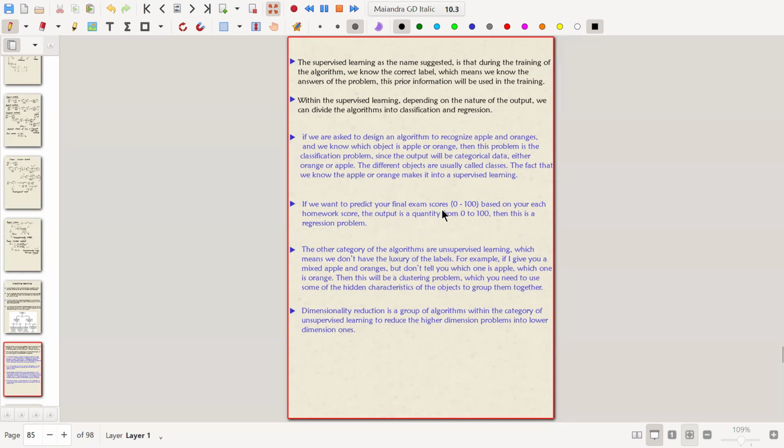Now, if you have final exam scores based on your homework scores, you have some homework and you are trying to predict the final exam score, then this is a regression kind of problem. This is a supervised problem, but it's regression because you're dealing with quantities. Another is unsupervised learning. Let's not go too deep into this; I already talked about it five minutes ago. Dimensionality reduction will reduce the high dimensional problem.